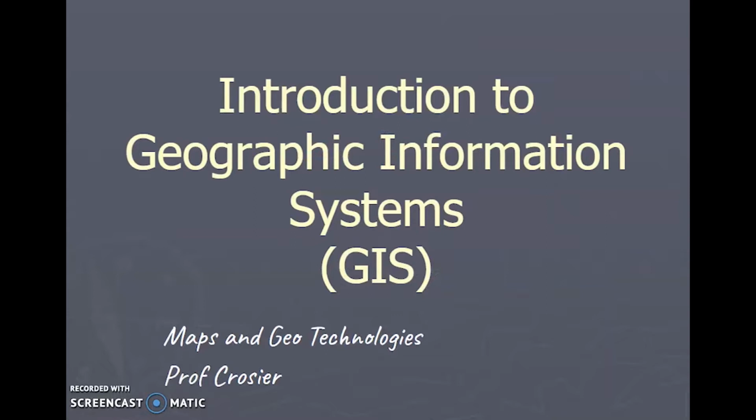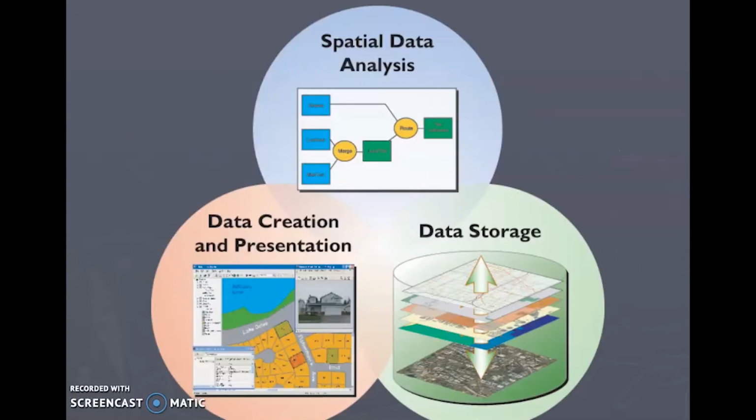In this presentation, we're going to go through some of the basics of geographic information systems, commonly referred to as GIS. Now, what a GIS does, or a geographic information system, is it does three main things. There's three main components. And throughout this presentation, we'll be discussing each one of these.